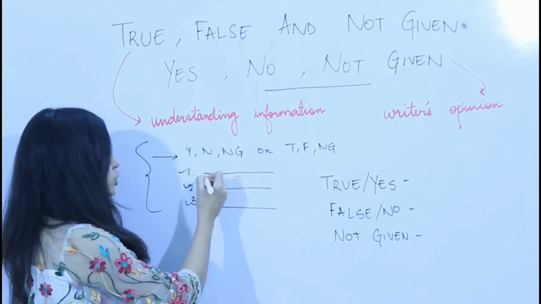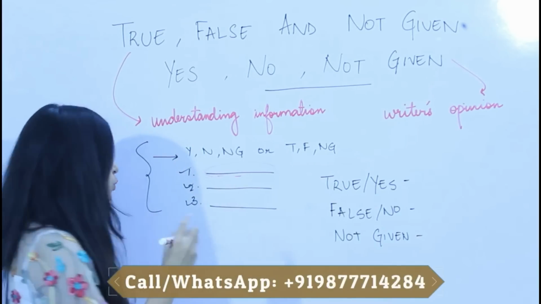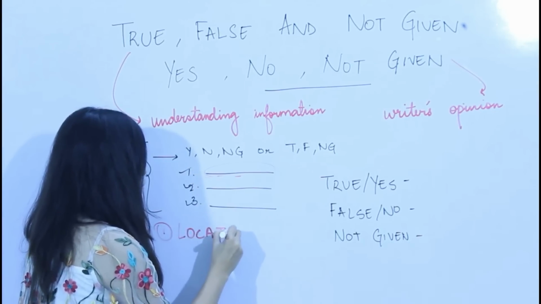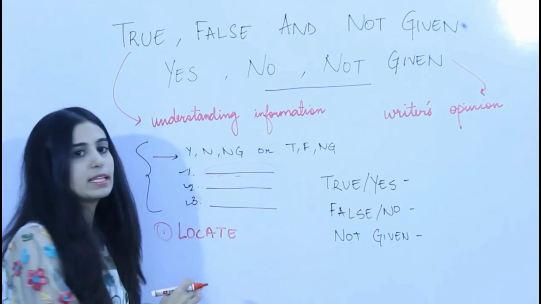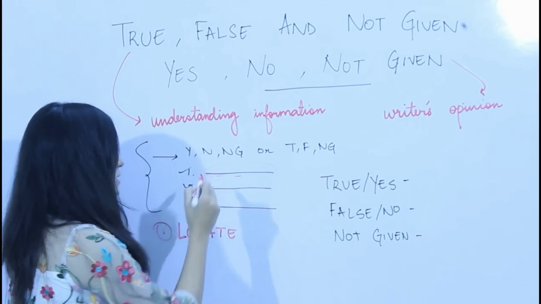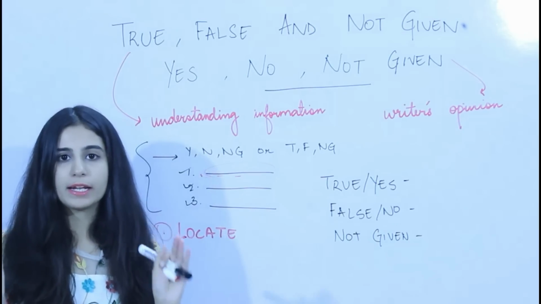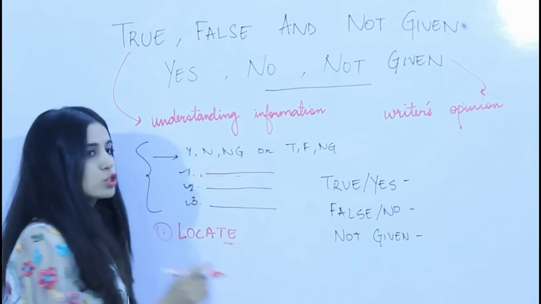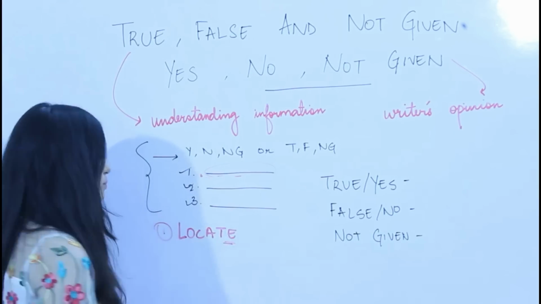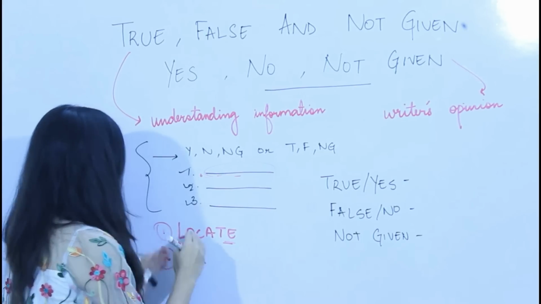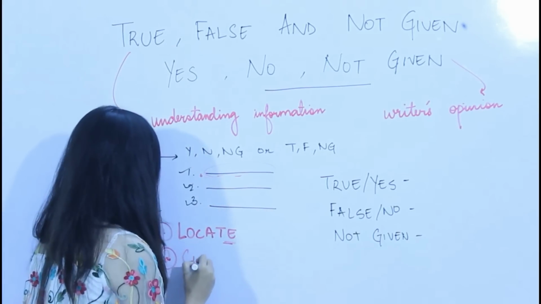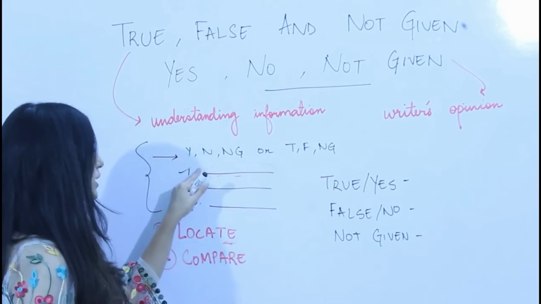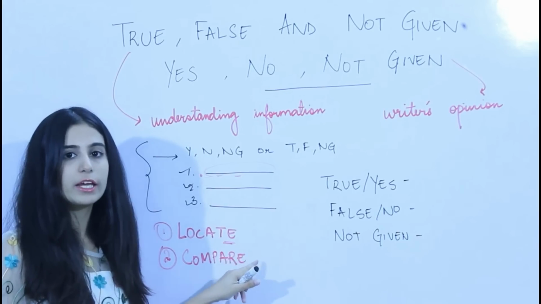Now in this case, once you have understood what the question is saying, you have to, number 1, locate. You have to locate that particular sentence in your passage. So the question is talking about a certain sentence or a topic, and you have to locate that particular part in your passage. So the first thing is to locate that thing in your passage. Number 2, once you have located, you need to compare. Yes, you need to compare your question with the sentence that you have located in your passage.